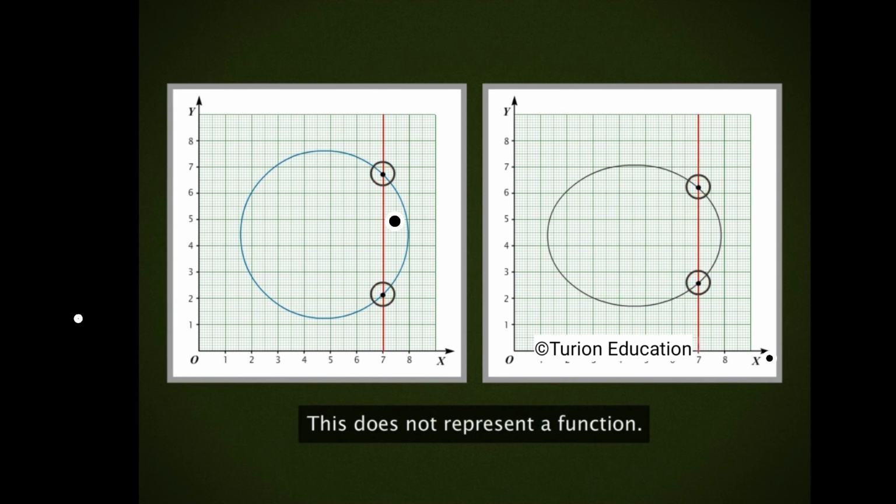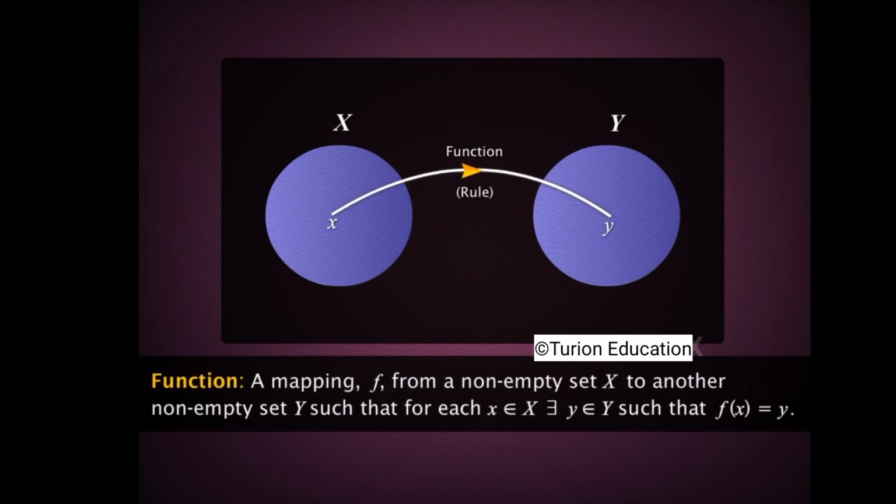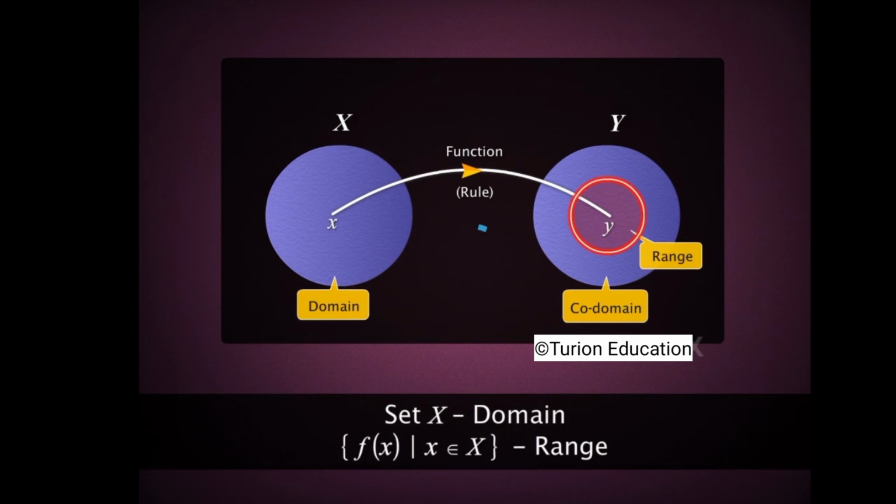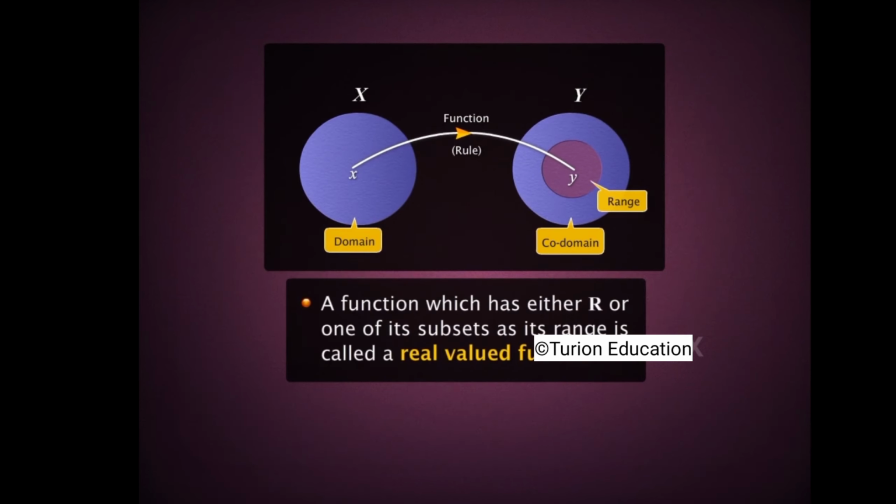We are now familiar with functions. A function is an association or mapping from one non-empty set to another such that it associates every element of the first set to a unique element of the second set. Set X of all the pre-images is the domain set, and the set of all the images is called the range set. A function whose range is either the set of real numbers or some subset of it is called a real-valued function. In addition to that, if its domain is also either the set of real numbers or some subset of it, it is called a real function.